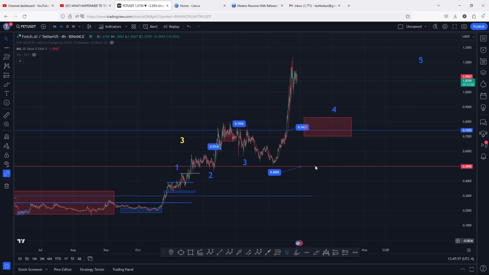So I have given you my breakdown target areas, in case we start to see that breakdown move in the formation of this wave 4: between the 0.8287 and the 0.7 is our breakdown target area.